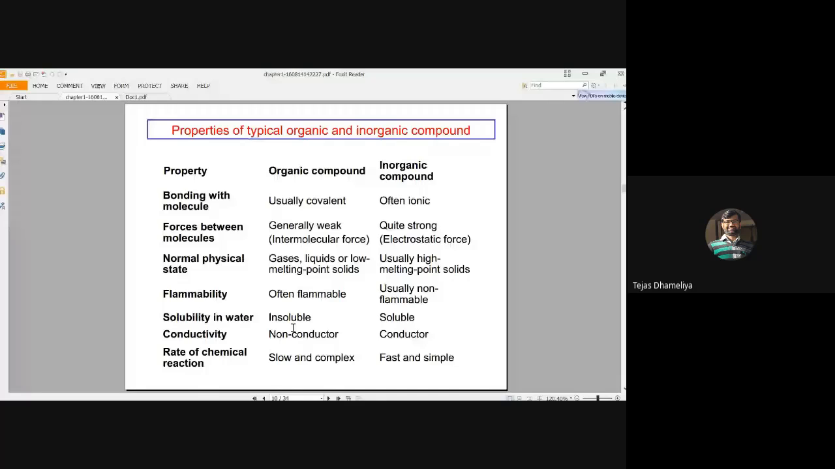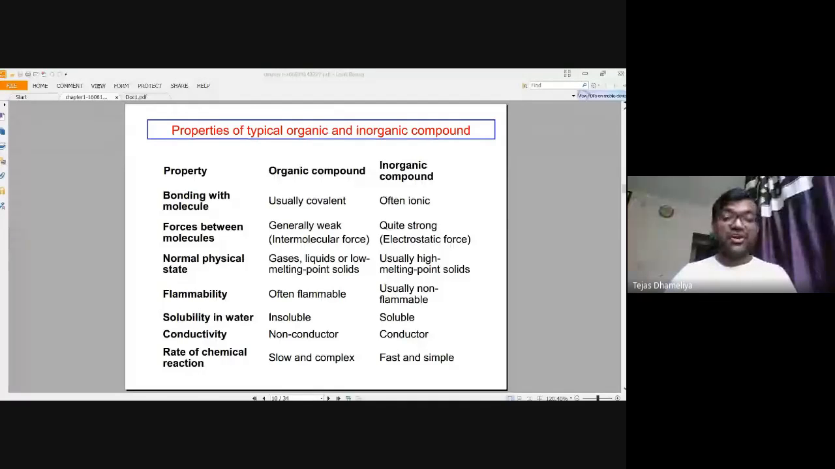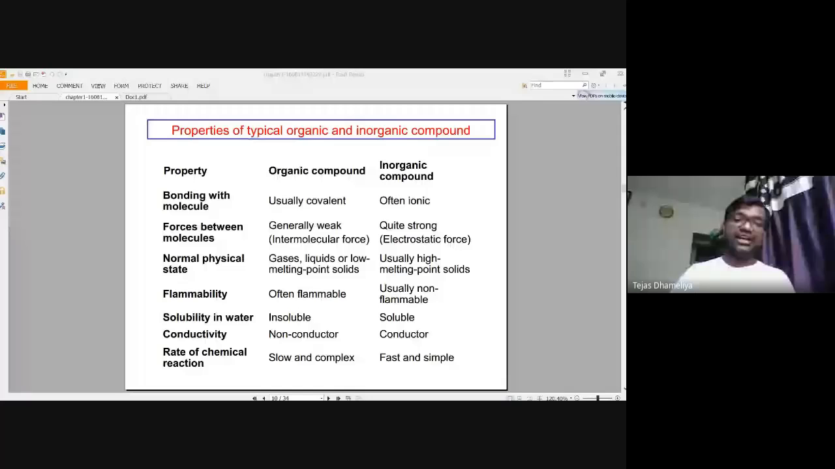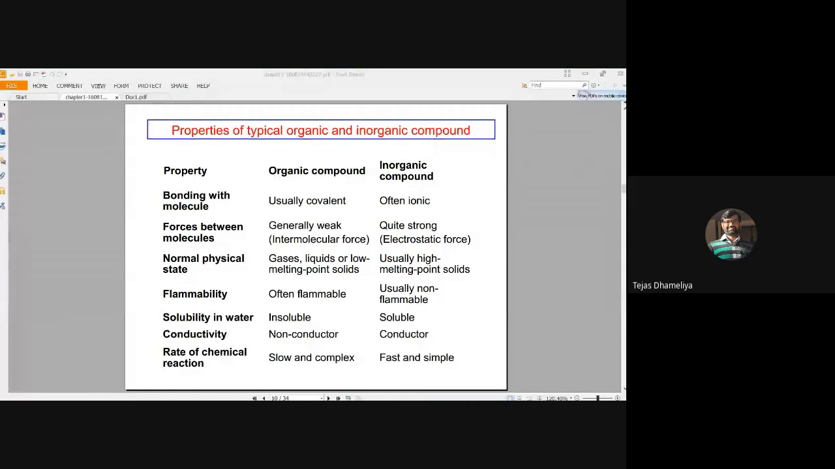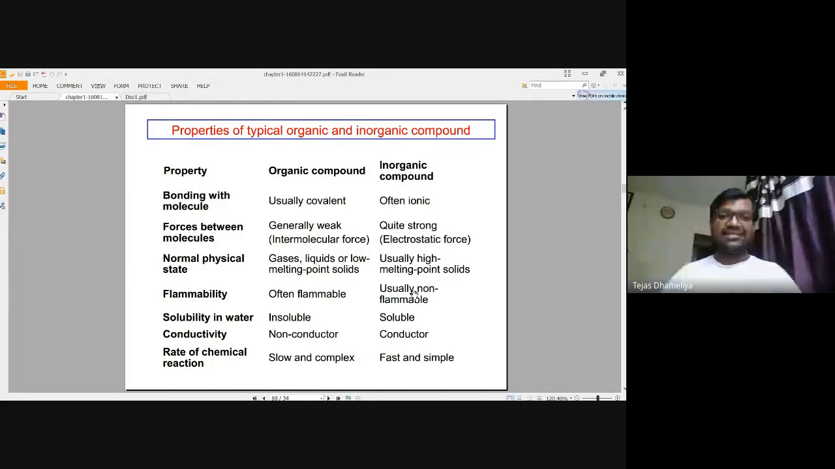Conductivity. Conduct the electricity. You must have studied conductance a little in physics. You might have read about this and understood about conductance and resistance. Organic compounds do not conduct any electricity, but inorganic compounds can conduct electricity because they have ions, and ions can easily mobilize and easily transfer the charge of electricity. That's why inorganic compounds can conduct electricity.